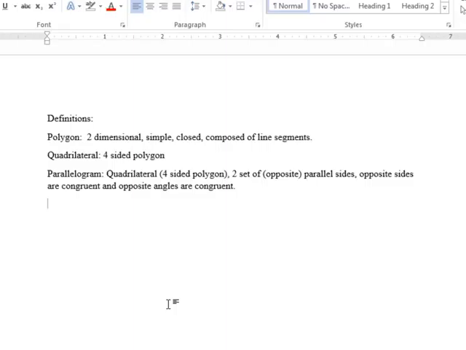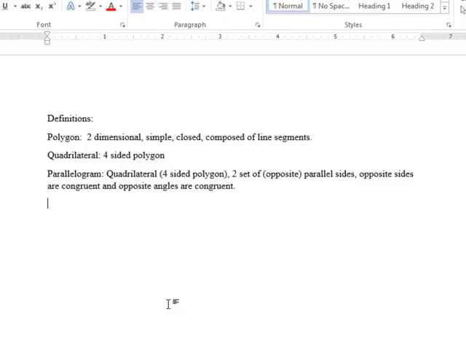Just, since this is a recording, let's go over definitions. A polygon is a two-dimensional simple closed figure composed of line segments. Simple means the lines don't intersect. Closed means it starts and ends at the same place. On exam 2, the last question, that was the definition you had to use, closed. It broke the definition for closed and simple.